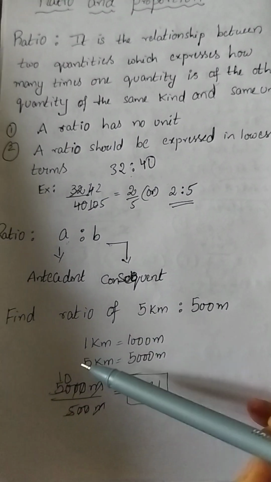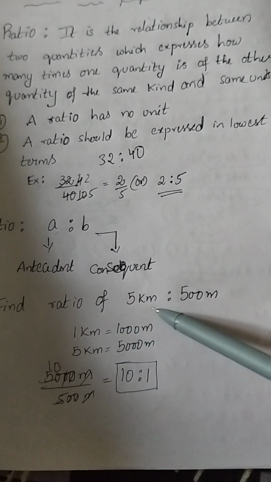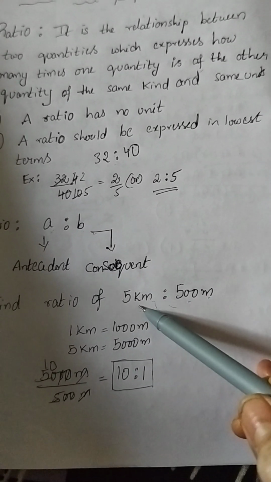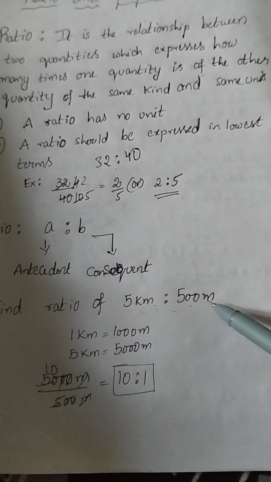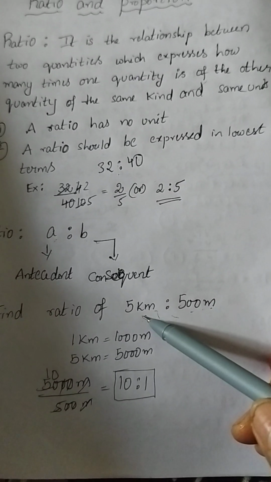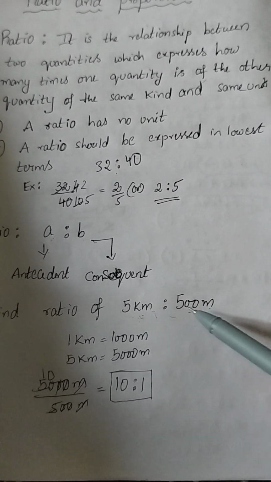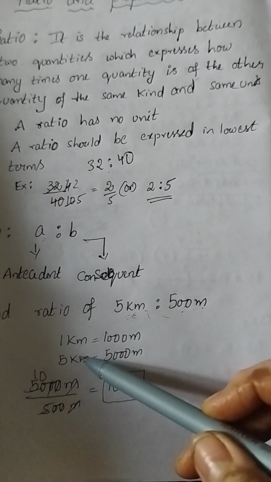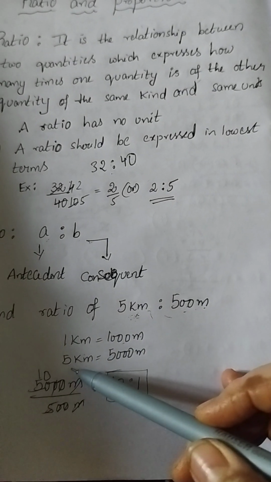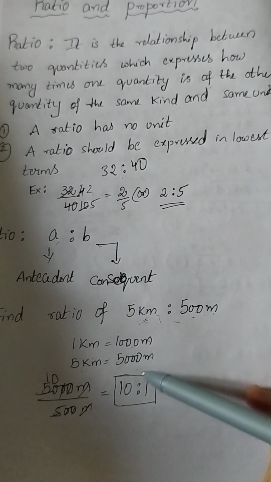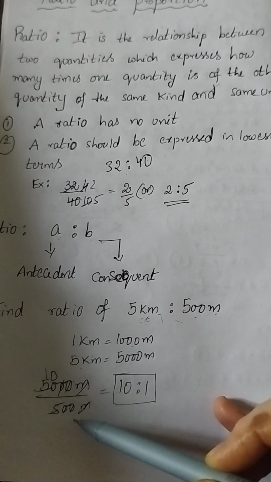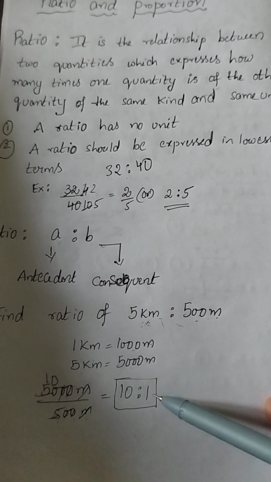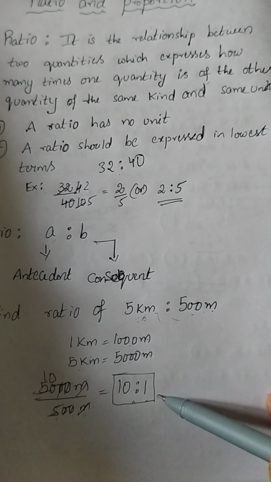For example, find the ratio of 5 kilometer is to 500 meter. I told you ratio should be of the same kind, so if the units are different we should convert into the same units. I am converting this into meters. 1 kilometer is 1000 meter, so 5 kilometer is 5000 meters. So 5000 meter by 500 meter, meter cancels, it is 10. So the ratio is 10 is to 1.